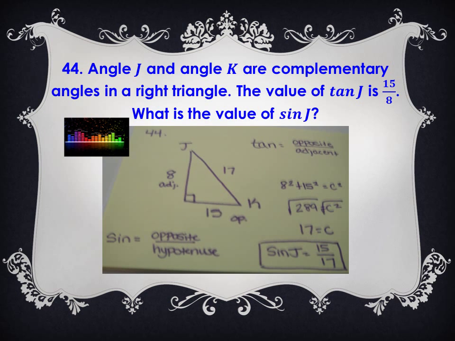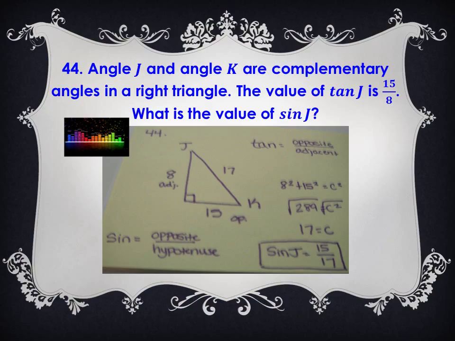In this problem we are given a right triangle. Angle J and K are complementary, meaning that they cannot be our right angle. So we draw our triangle and label J and K, and then we are also given that tangent J is 15 over 8. Tangent is opposite over adjacent, so we label 15 on the opposite side of J, and then 8 the side that's next to, or adjacent to, angle J.